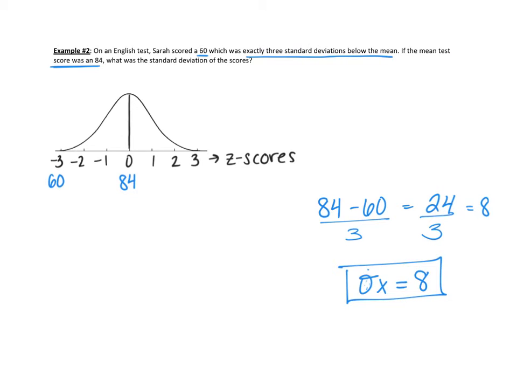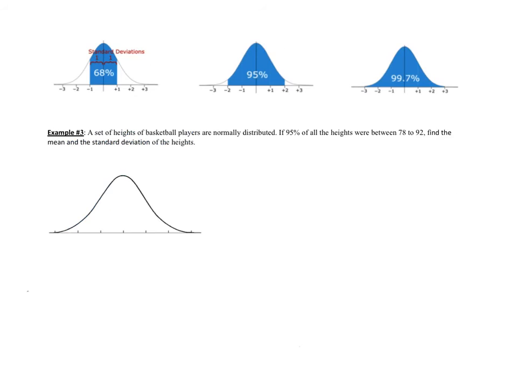And let's prove to see that it works. If I'm at 60 and I add 8 to get to the next one, it would be 68. Add 8 one more time, I get 76. And then add 8 one more time, I should get 84. So it works out nicely as I check it out. Perfect. All right, let's try one more example.